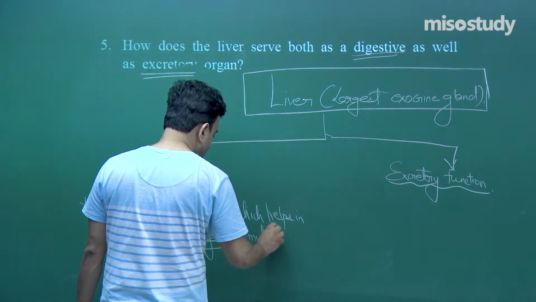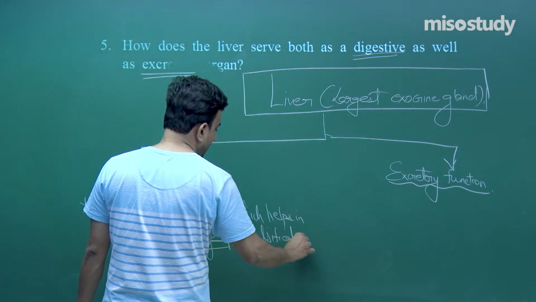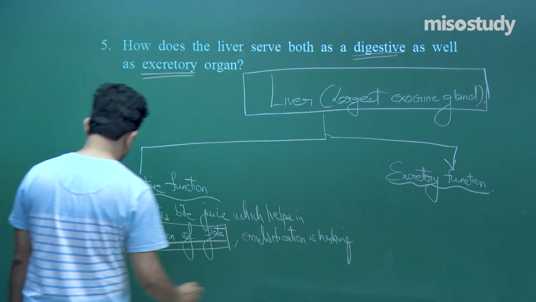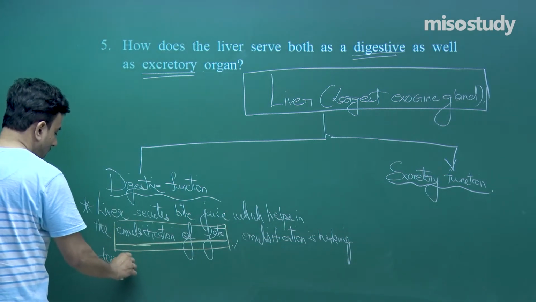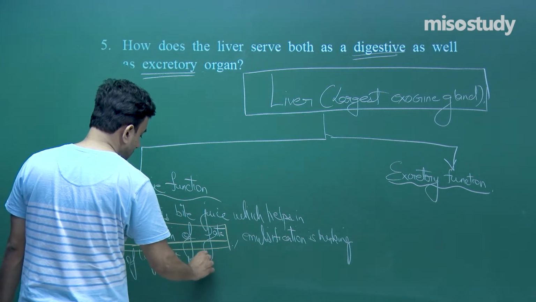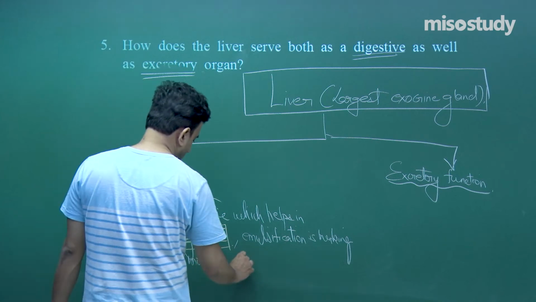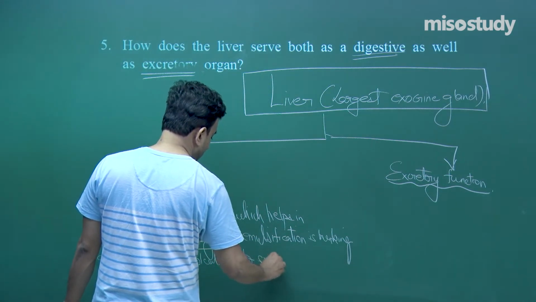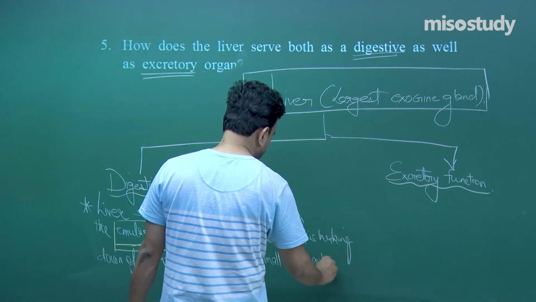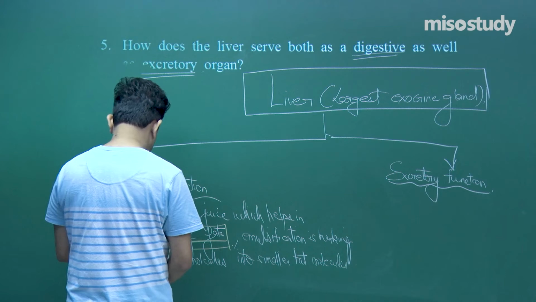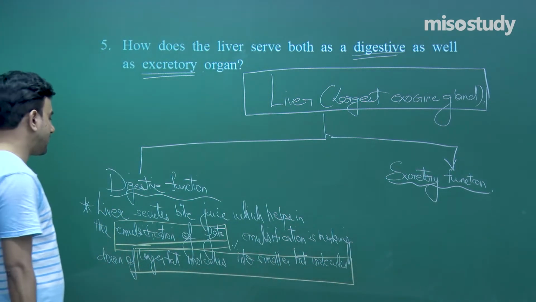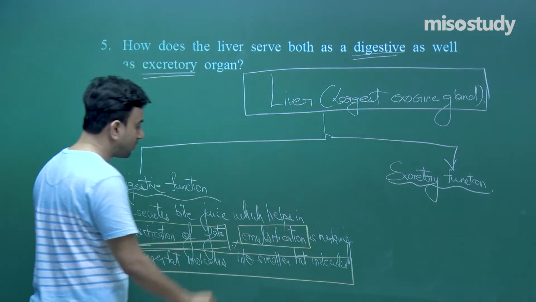Emulsification is the breaking down of larger fat molecules into smaller fat molecules. So, emulsification is breaking down of the larger fat molecules into the smaller fat molecules.